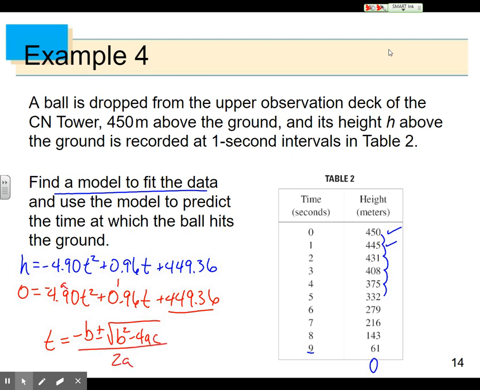And so I'm just going to plug in that a, b, and c right from my calculator, for these a, b, and c in this equation. It's going to give me 2 answers, one of which isn't going to make any sense because it's going to be negative. But the other one does make sense, where the ball is going to hit the ground at 9.67 seconds. It's pretty cool how that works.